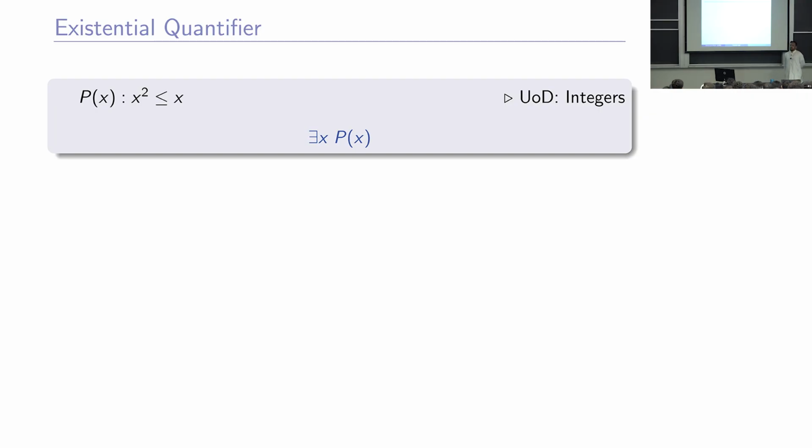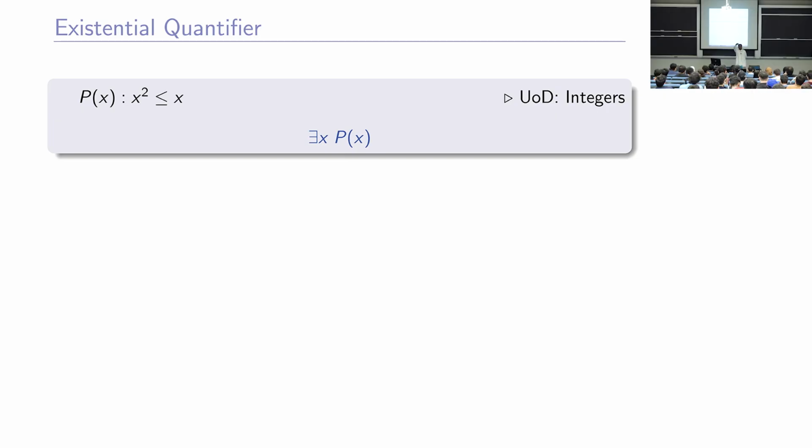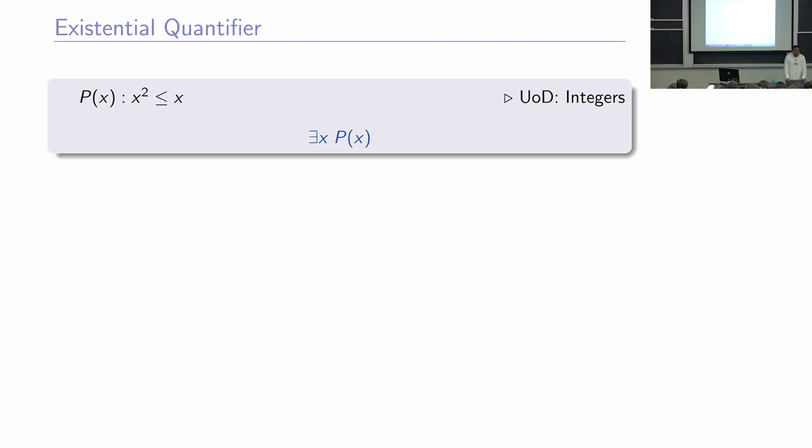Can you say this in English? There exists an x, P of x, in this universe of discourse: for at least one integer x, x squared is less than or equal to x. Somebody else, even simpler plain English? Square of at least one integer is less than or equal to itself. Yes, good, that's even better. There are some integers whose square is no more than themselves. Is this true?